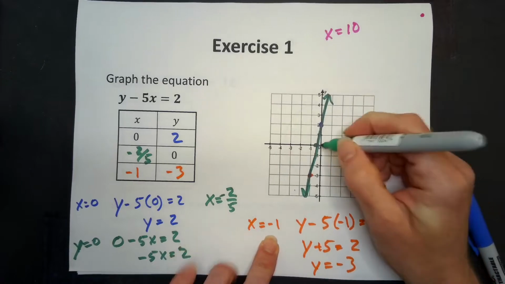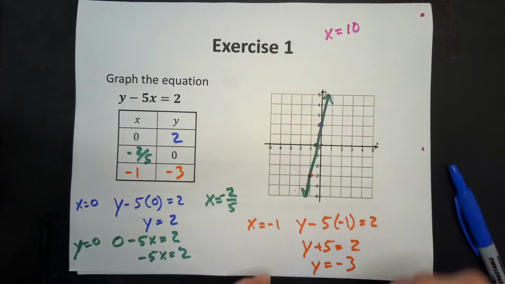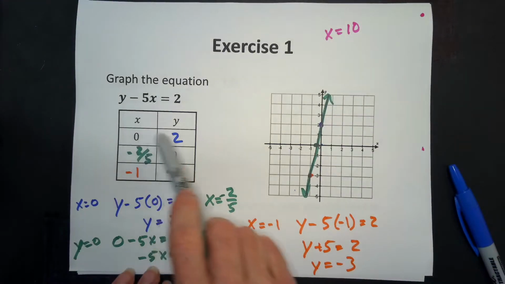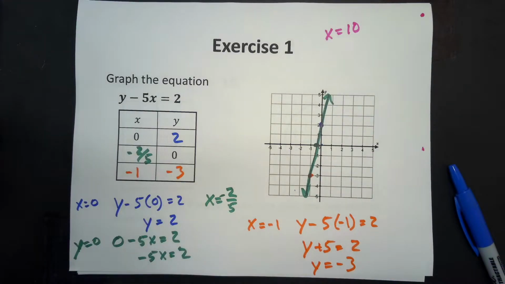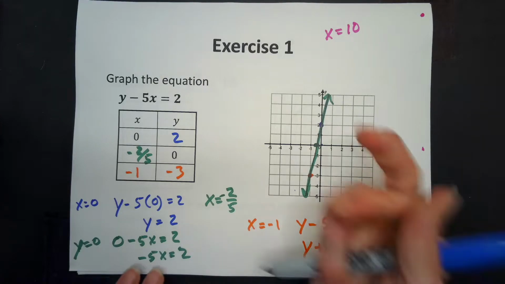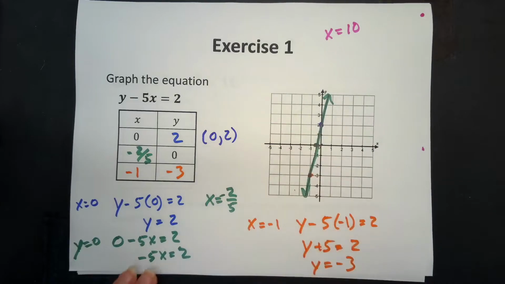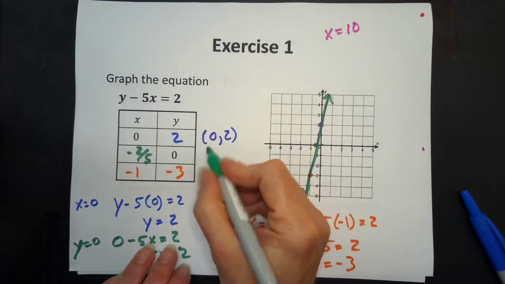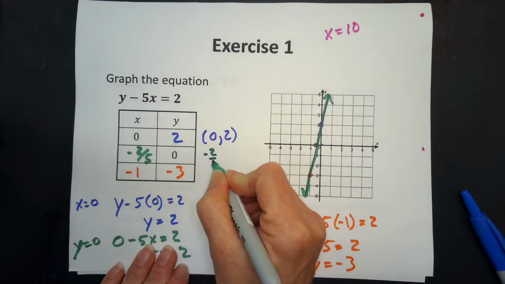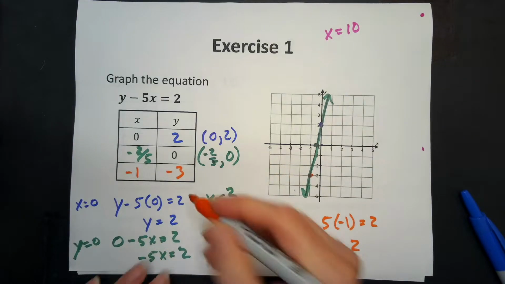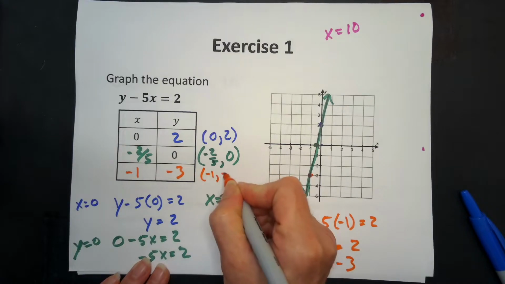And every point on this line is a solution to this equation. Every single point. And there's an infinite number of points, so I just can't write a list of ordered pairs down. Now when you write these ordered pairs, you normally write them with parentheses, like (0, 2). This would be (-4/5, 0). And this last point we have would be (-1, -3).